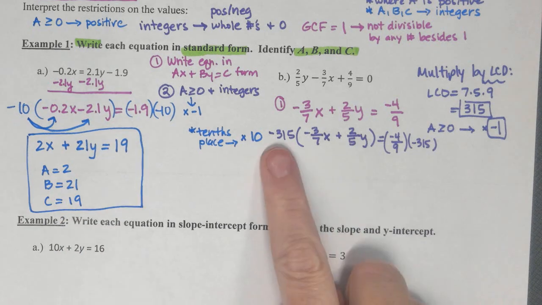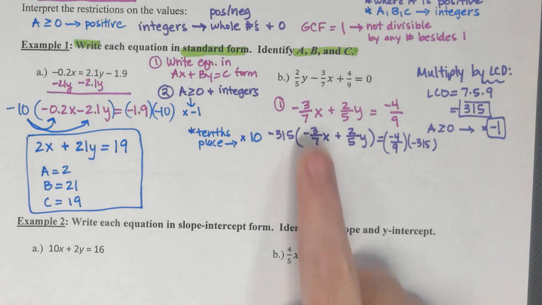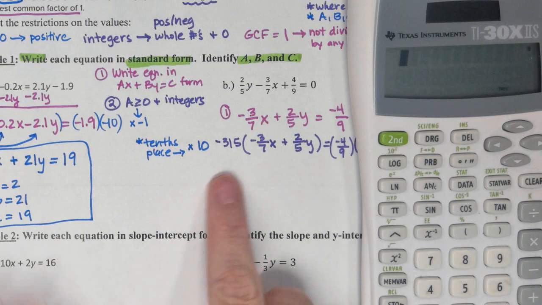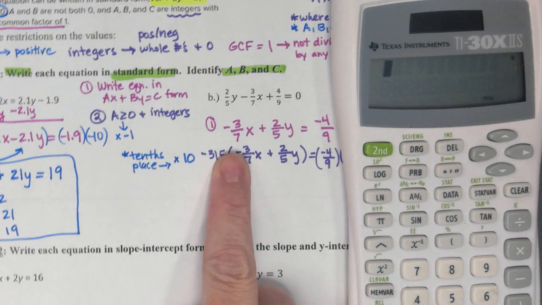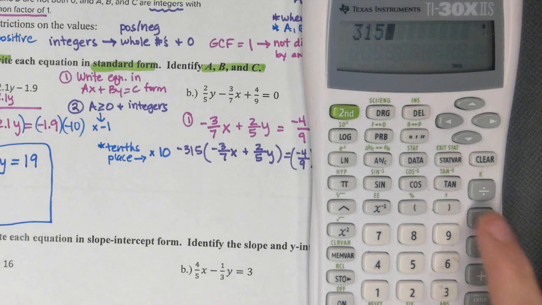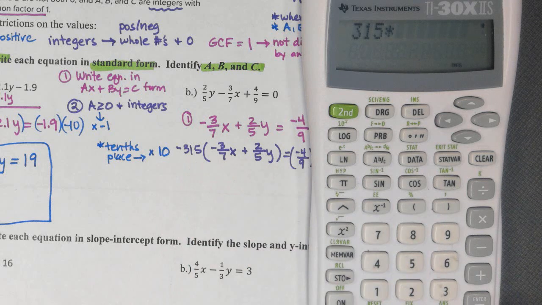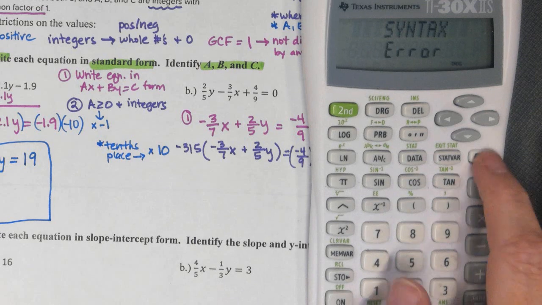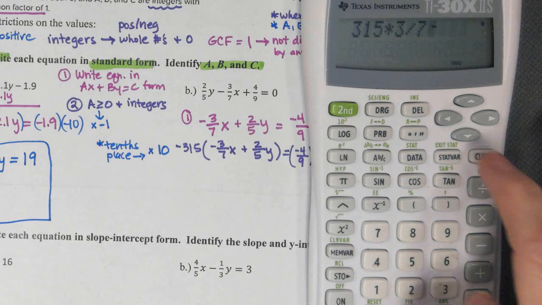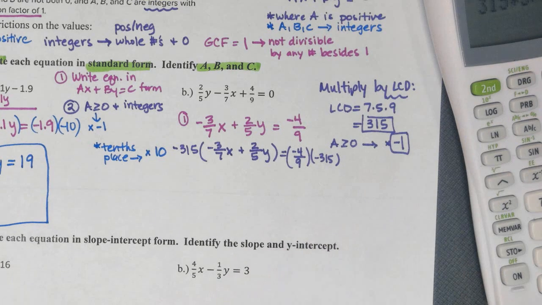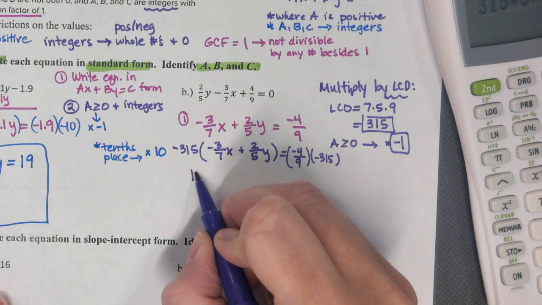Okay, so when you're multiplying a fraction, you always multiply it by the numerator and then divide by the denominator. Now, I don't like to deal with negatives, and we know that a negative times a negative is a positive, so I'm just going to deal with the positive, okay? So I'm going to do 315 times 3 divided by 7. Okay? Oh, sorry. I had something extra. Okay, and then you get 135, that's your coefficient of x.